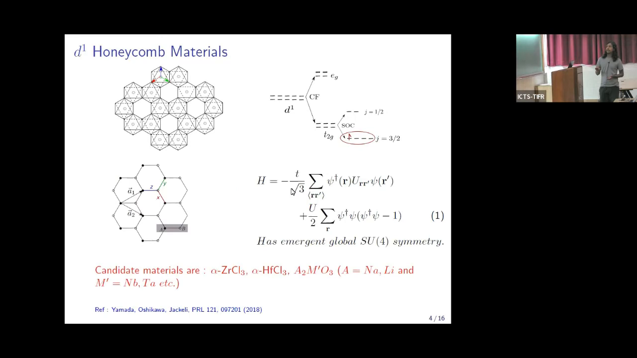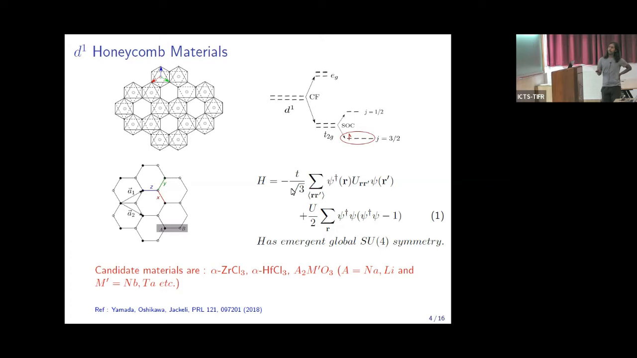Okay, so the details of the model are the following. The model is defined on a honeycomb lattice. And on each site of the honeycomb lattice, there are 4 states. And you can write some hopping model on that lattice. So psi is a 4-component annihilation operator. And this is a Coulomb interaction term.